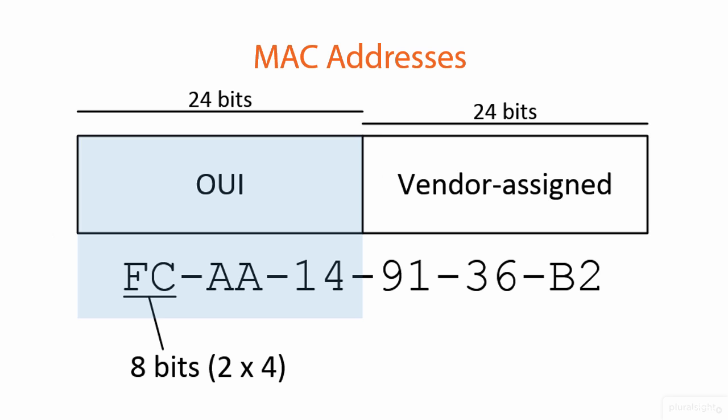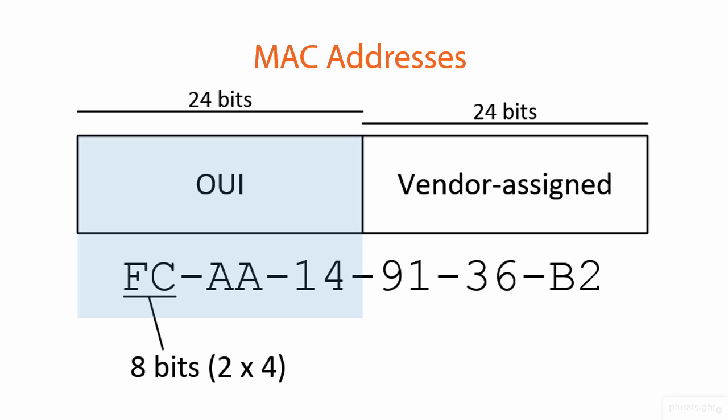A MAC address is 48 bits long. You might need to memorize that for your exam. You do want to walk into the exam having a mental catalog of some of these statistics. And 48 bits means 48 binary digits, zeros or ones.